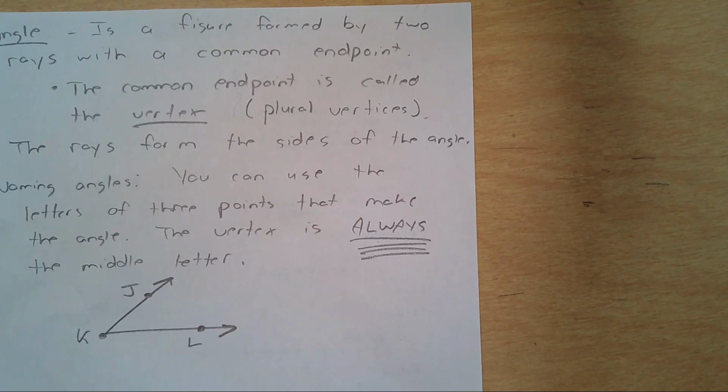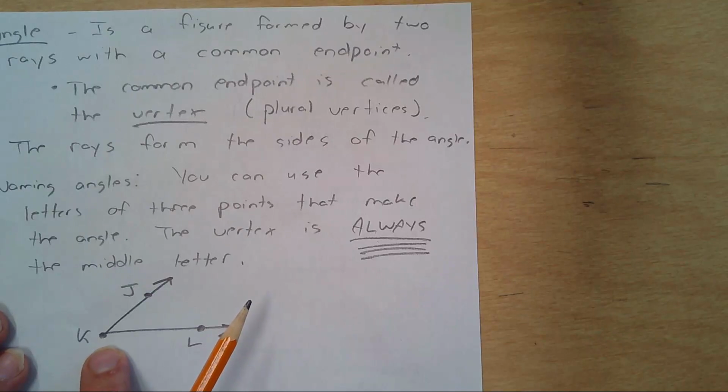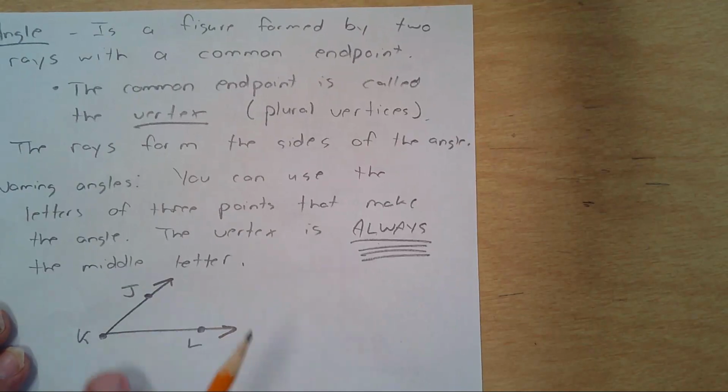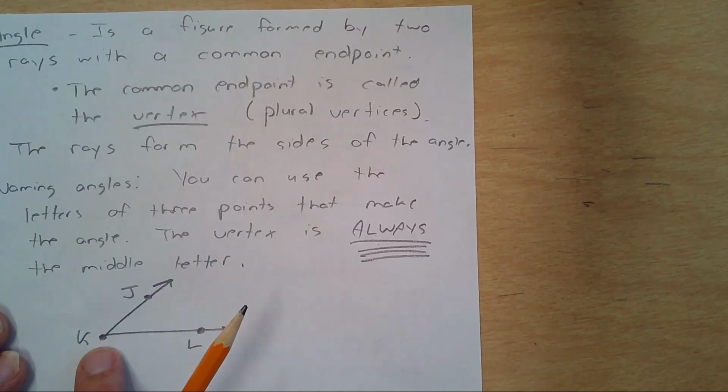Once we start working with polygons, which are rectangles, triangles, pentagons, stuff like that, we understand that there are interior angles inside of them, which is a classification of a type of angle. But what is common is this is my angle right here. These two rays do share a common endpoint right here, right? Ray KJ and ray KL, two rays sharing the same endpoint, point K.